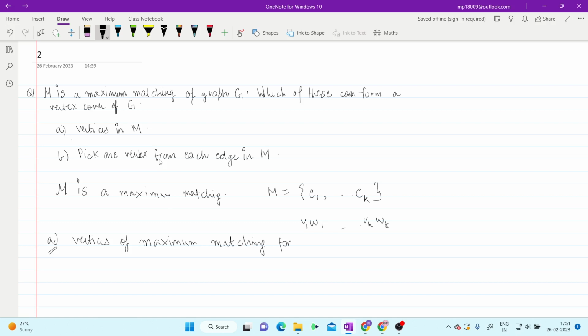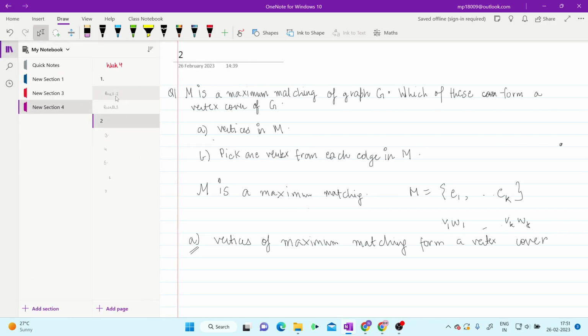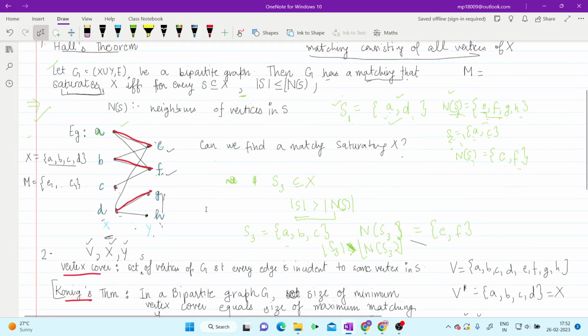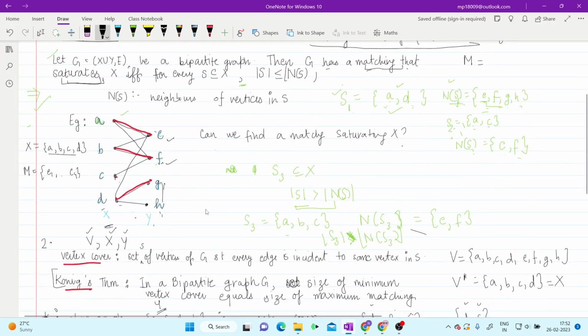But now we want to prove this. So first of all, let's look at some examples. In this previous example, this was our maximum matching.